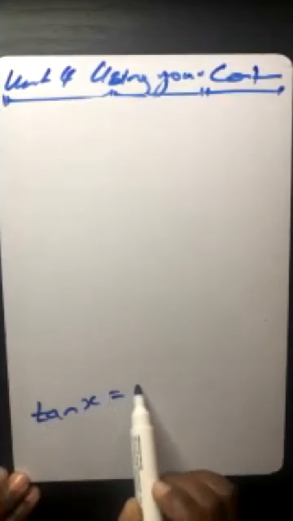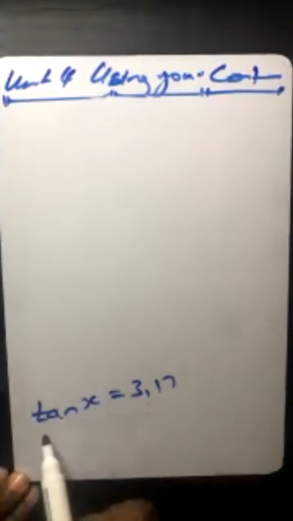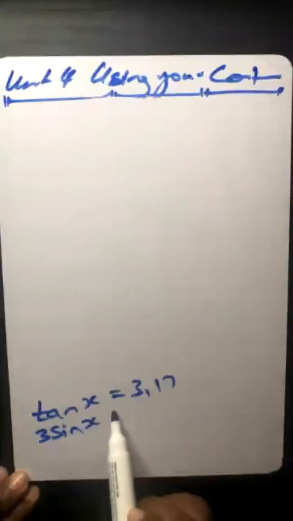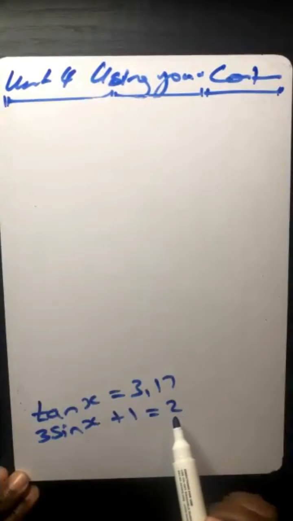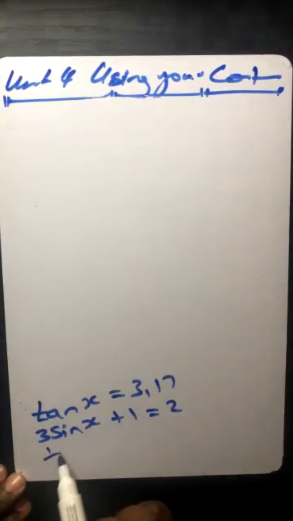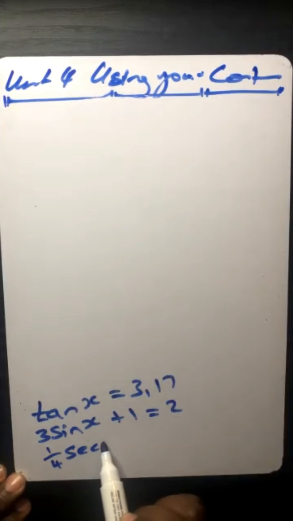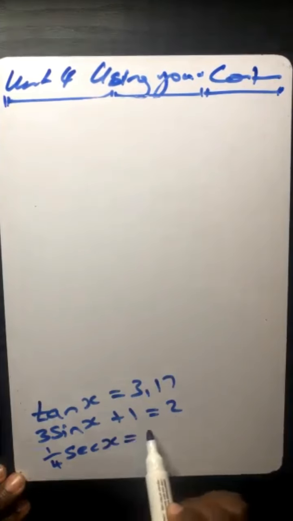Okay, so let me just write this: tan angle being equals to 3,17, 3 sine x plus 1 is equals to 2, 1 over 4 sec angle is equals to 5.